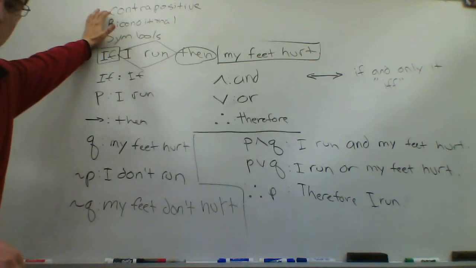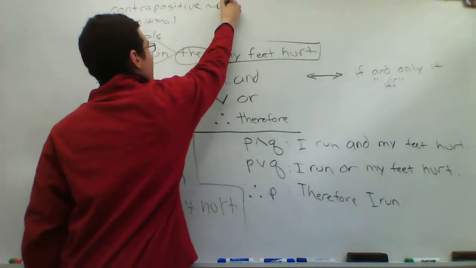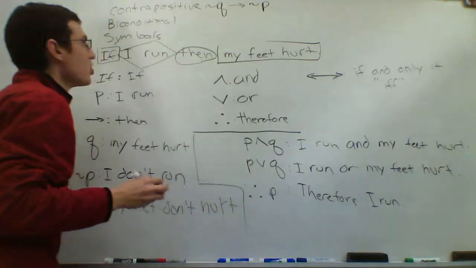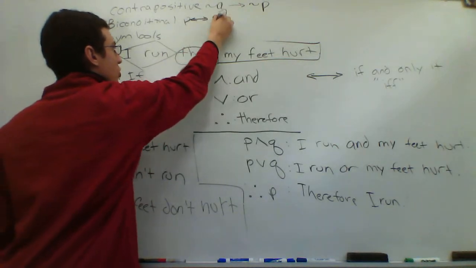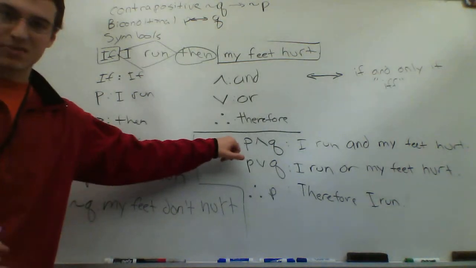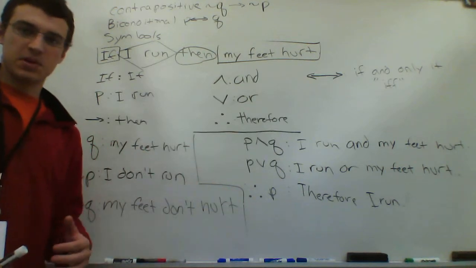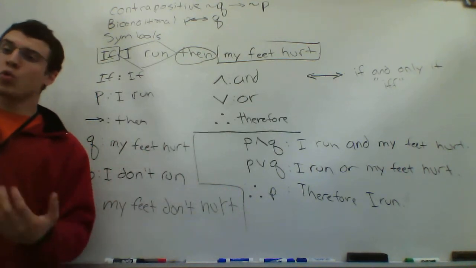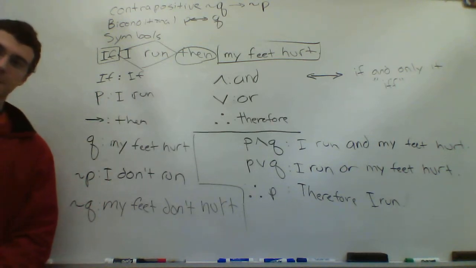Contrapositive was your negated Q to negated P. Your biconditional was your P, two-way arrow Q. And then down here we have our and statement with the and in it, our or statement with an or in it, and our therefore statement. So that's it for these conditional statements. Guys, the most important thing to remember is just break them down. Remember your symbols, and you'll be fine.